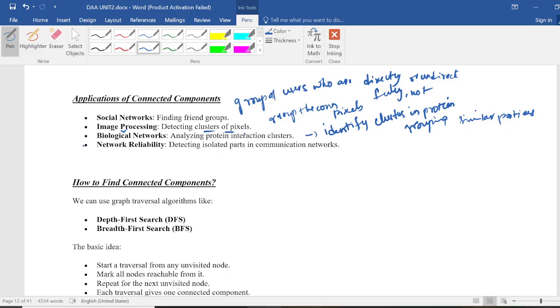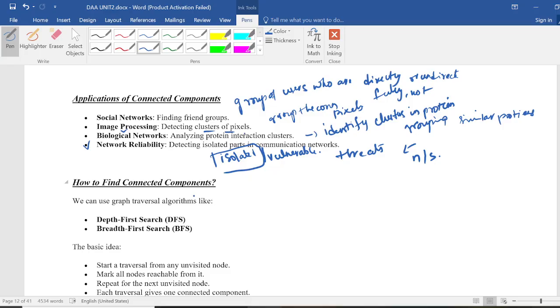Next, coming to network reliability. In network reliability, they help find isolated or vulnerable parts of the communication. We can identify isolated or vulnerable parts. If they are isolated, they are mostly vulnerable to threats. So they can be connected to network security.